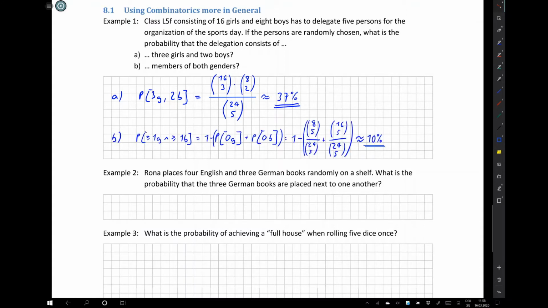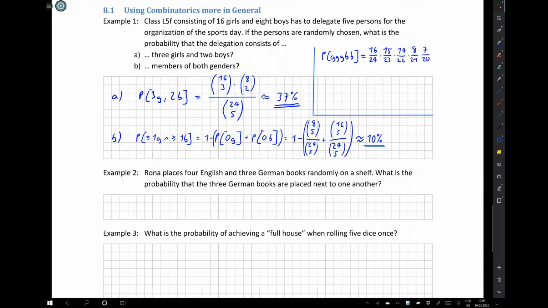The probability that there will be members of both genders, that means that there will be at least one girl and at least one boy, is exactly the complement to the probability that there will be no girls or no boys. So the probability of no girls plus the probability of no boys, which results in 8 choose 5, so choosing only boys, divided by 24 choose 5, plus 16 choose 5, choosing only girls, divided by 24 choose 5. And the final result is approximately 10%.